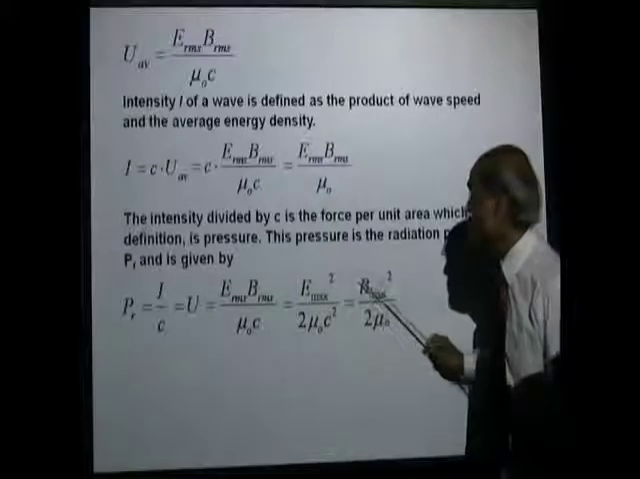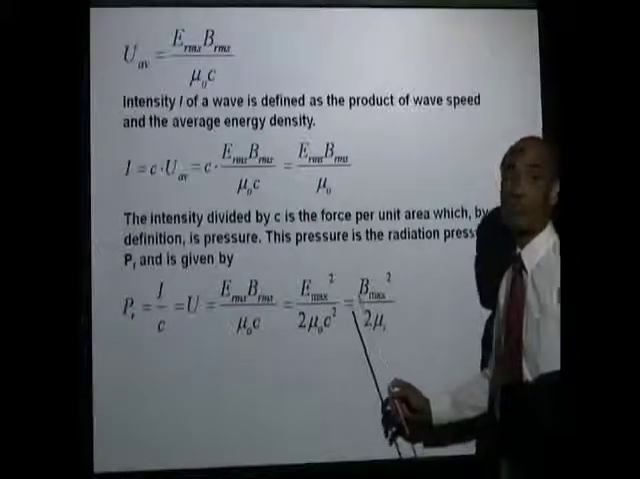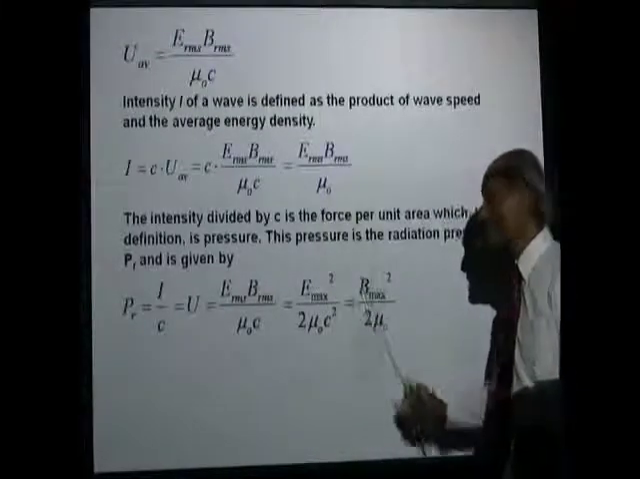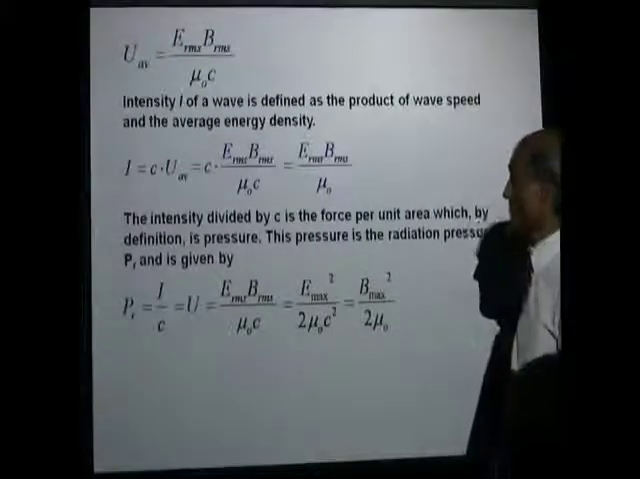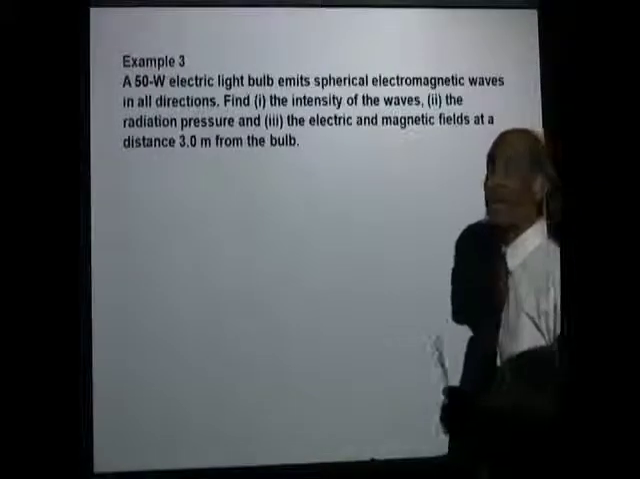And that can also be written as B max squared over 2 mu 0. How? By replacing E equal to CB. Alright, let's do a small problem. A 50-watt electric light bulb emits spherical electromagnetic waves in all directions. Find the intensity of the waves.